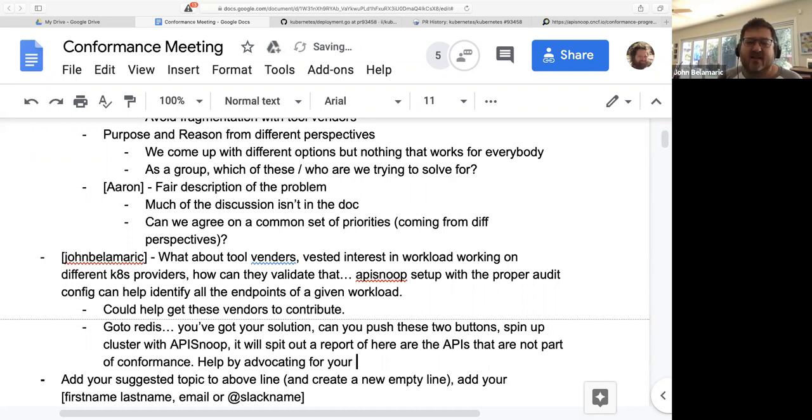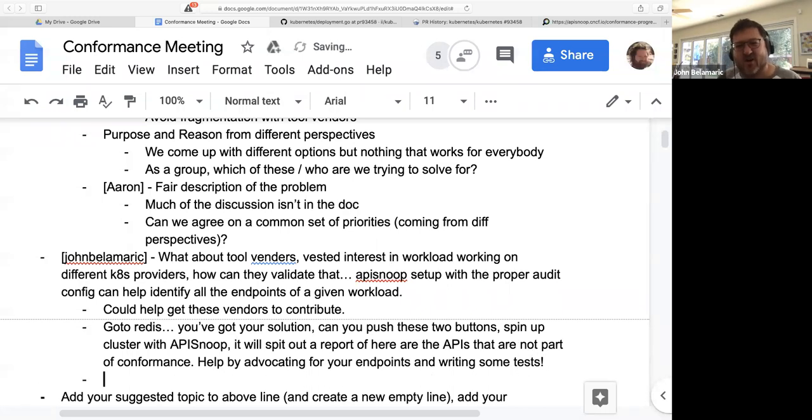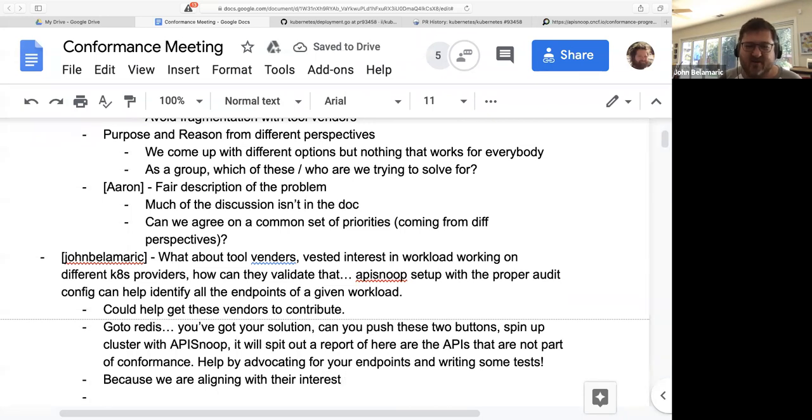So I think that's actually because we're aligning with their interests, we could actually pull people in, but we have to make it easy for them, because the process right now is non-trivial, right? You have to get steeped in the conformance world to be able to do it, and that's going to be too high of a bar.